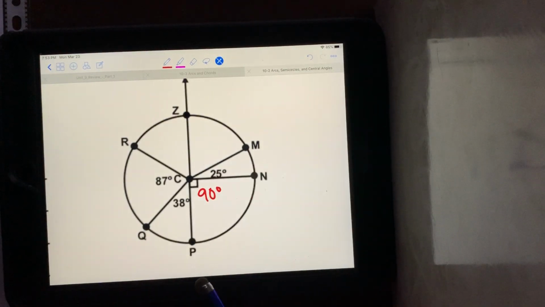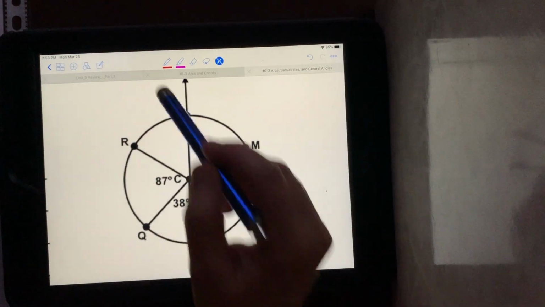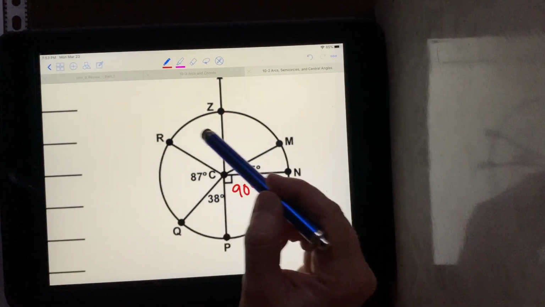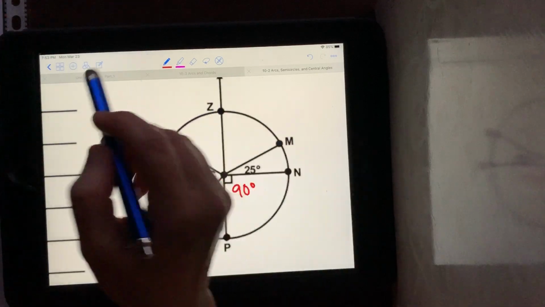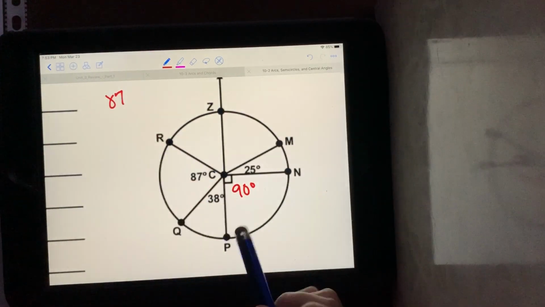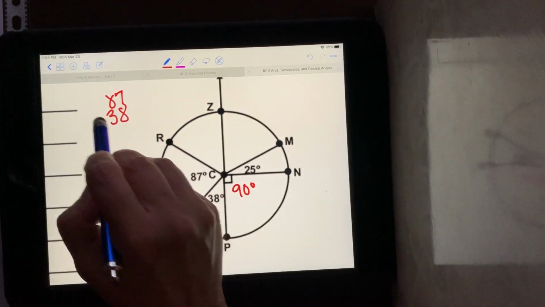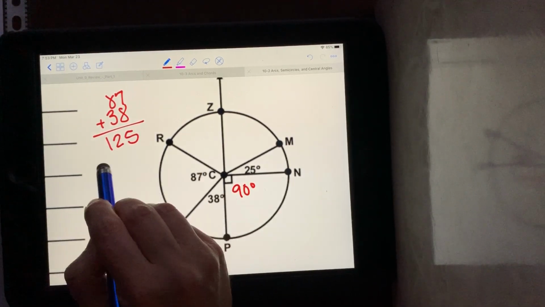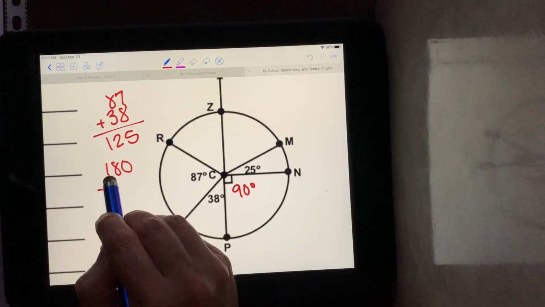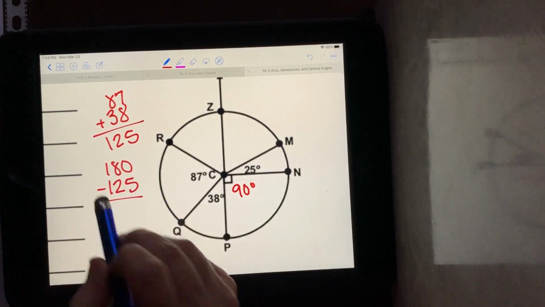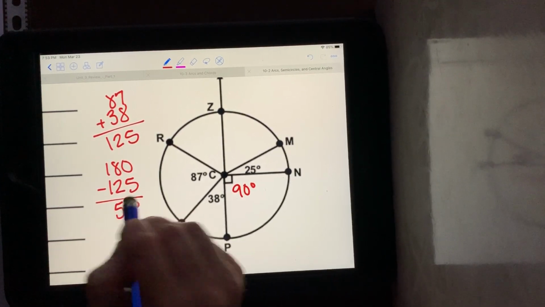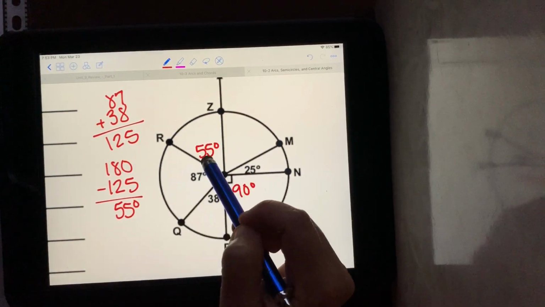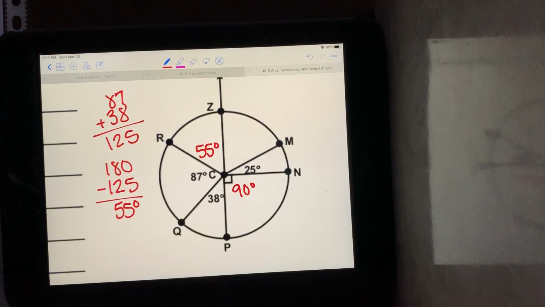Don't assume that. Okay, so if we know that that is a semicircle, then we know that these three together add up to 180 degrees. So I can add up 87 and 38, and that gives me 125. Subtract from 180, which leaves me with 55 degrees for this angle here. Also for that arc, remember those are the same, that's what we're focusing on today.